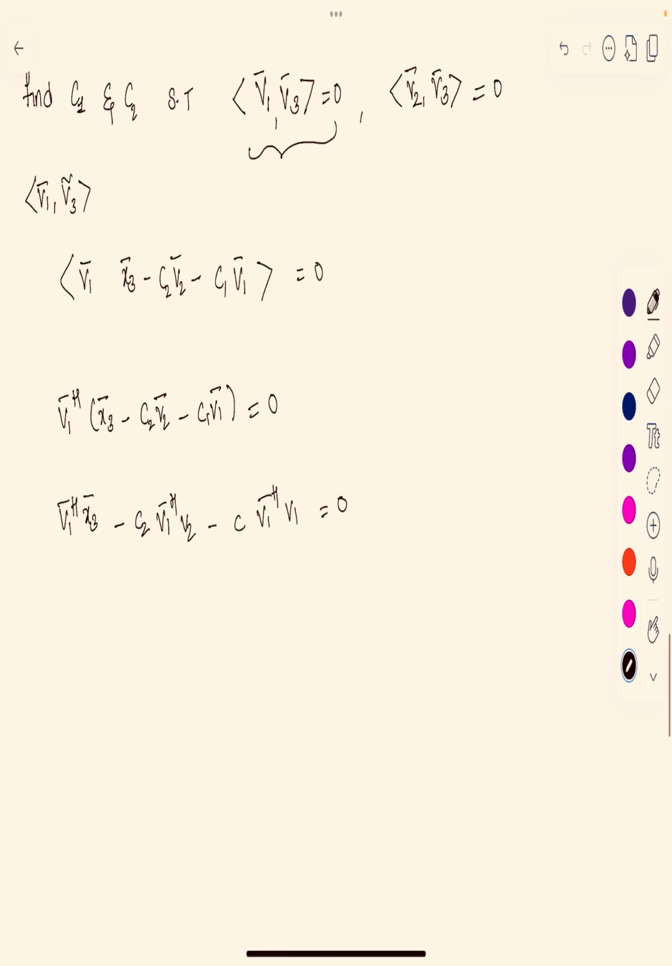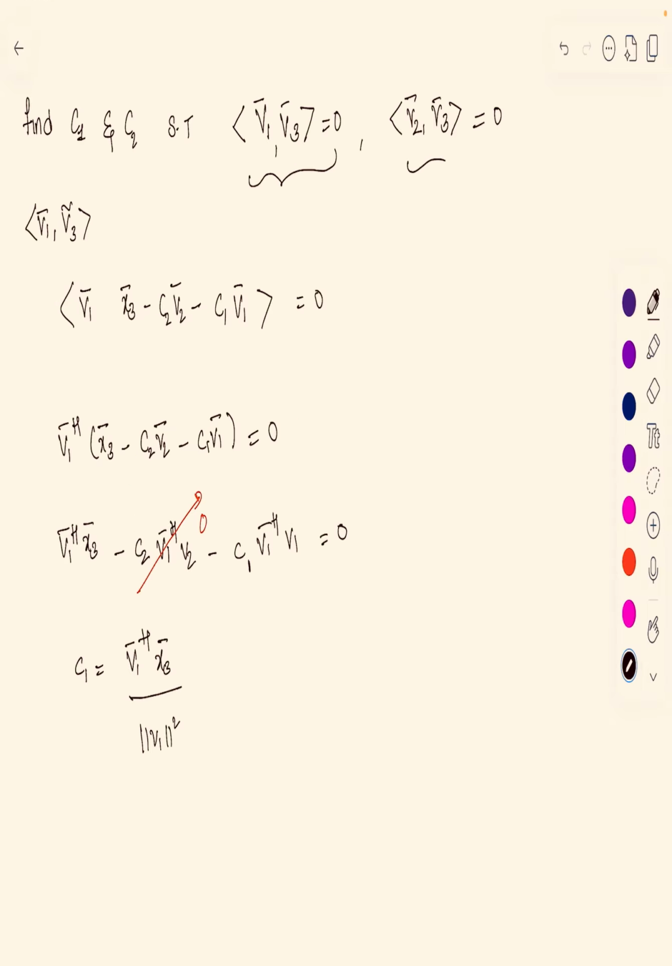Okay, and we know that V1 and V2 are orthogonal by construction. From the previous derivation, we have chosen V1, V2 in such a way that these two are already orthogonal. So this term will go to 0. Now what I have is a clean equation again, which gives C1 as V1 bar Hermitian x3 bar by norm of V1 squared. Okay, so I have figured out the C1 part, and let's do the C2 part.